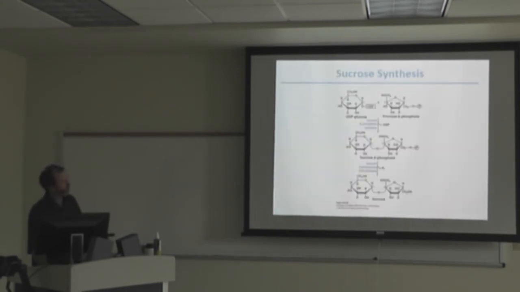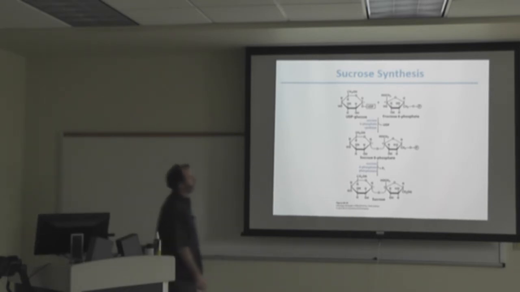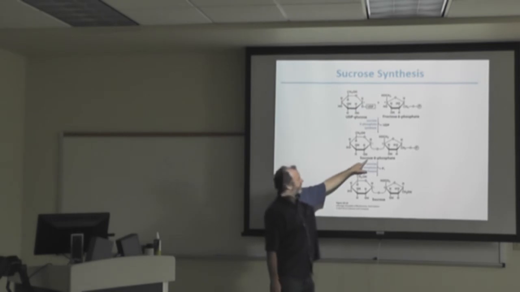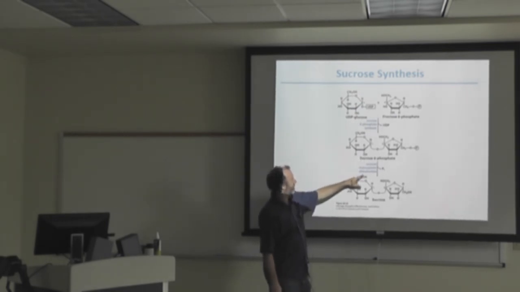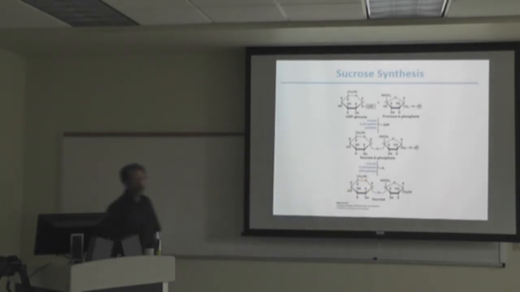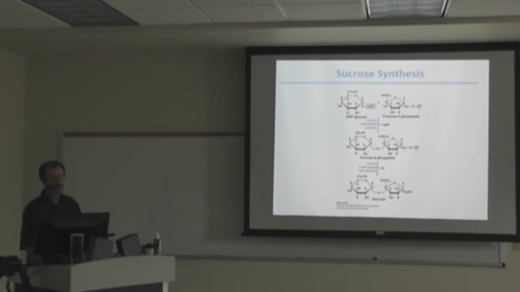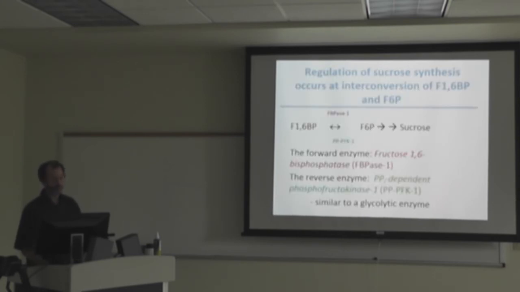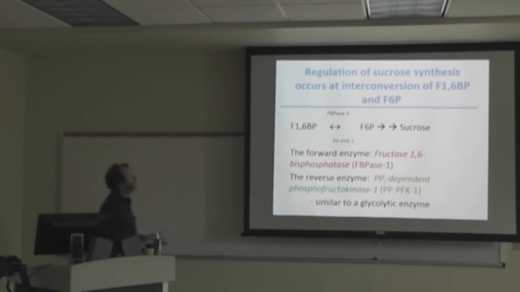So these are the overall steps, right? UDP glucose and fructose 6-phosphate form sucrose 6-phosphate. Sucrose 6-phosphate phosphatase removes that phosphate, and you're left with sucrose, which is that sweet sugar we like in our food, right? Or add to our coffee or whatever.